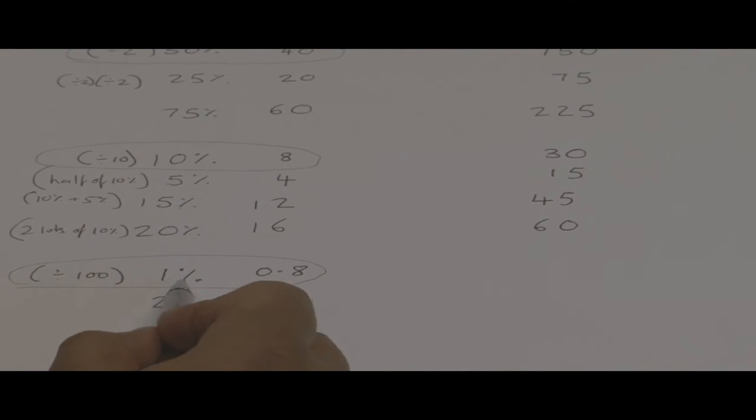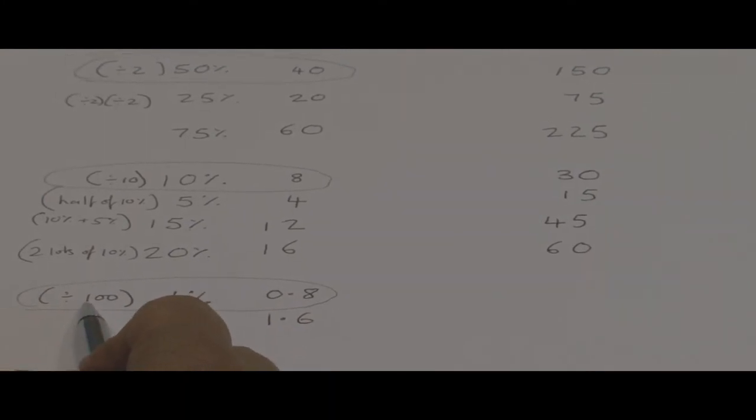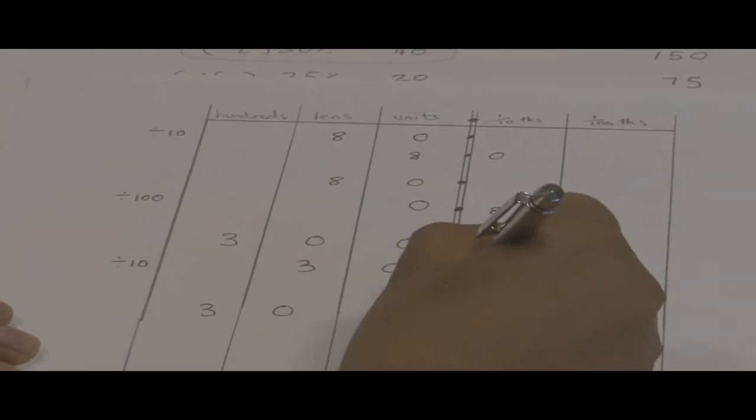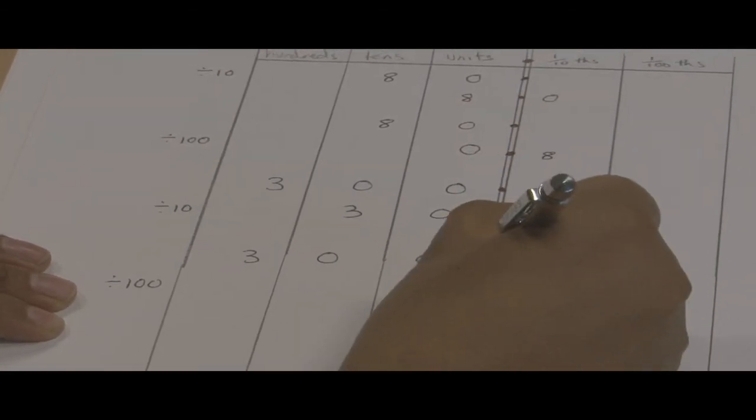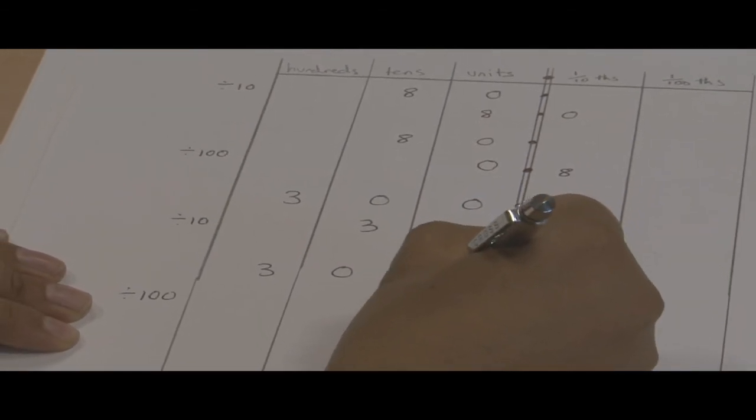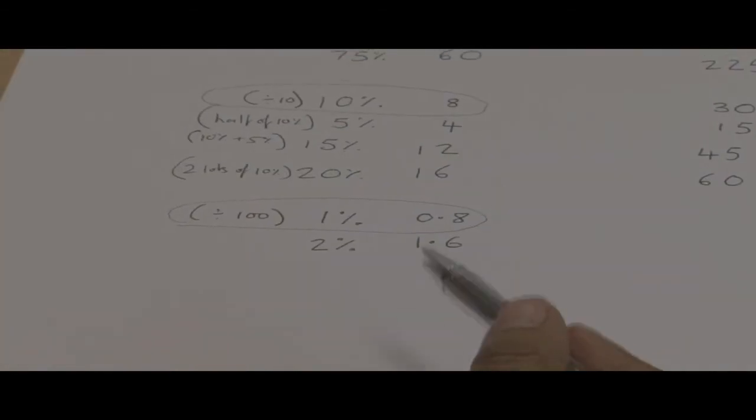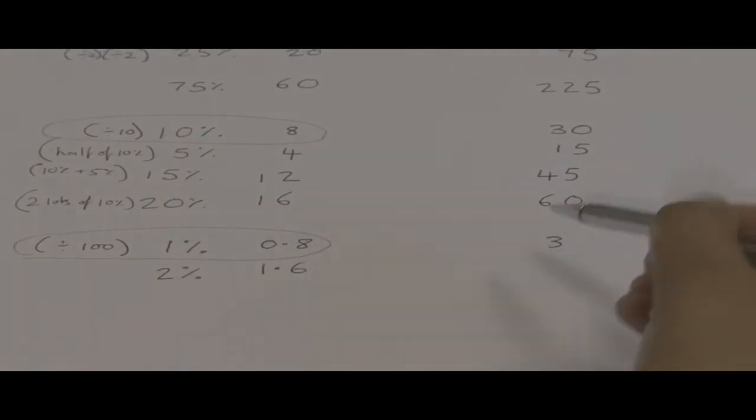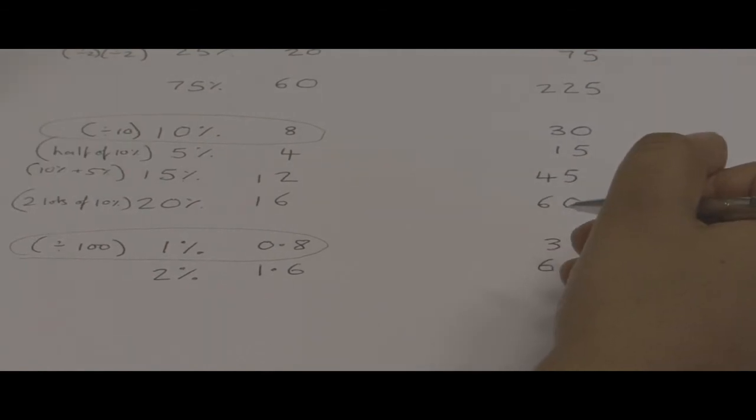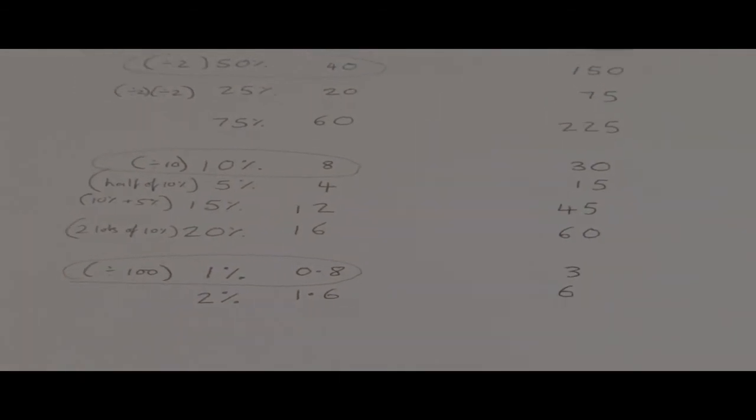Now, finding 1%, you divide by 100. So back to our place value chart. So let's rewrite 300. We're dividing by 100, so that 3 is going to move two places, 1, 2. It's going to go there. Oops, looks like an 8, but it's a 3. Okay, so 300 divided by 100 is 3. Okay, so 1% of 300 is 3. And if you're asked to find 2%, we just simply double that. Okay, so that is how to work out percentages without a calculator.